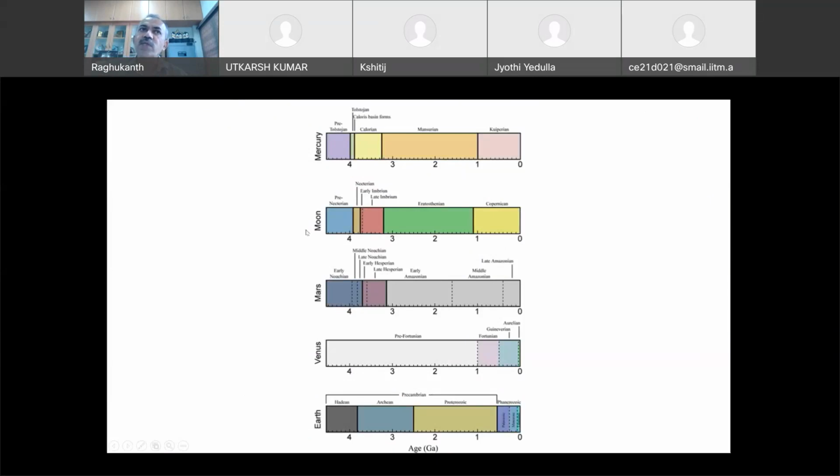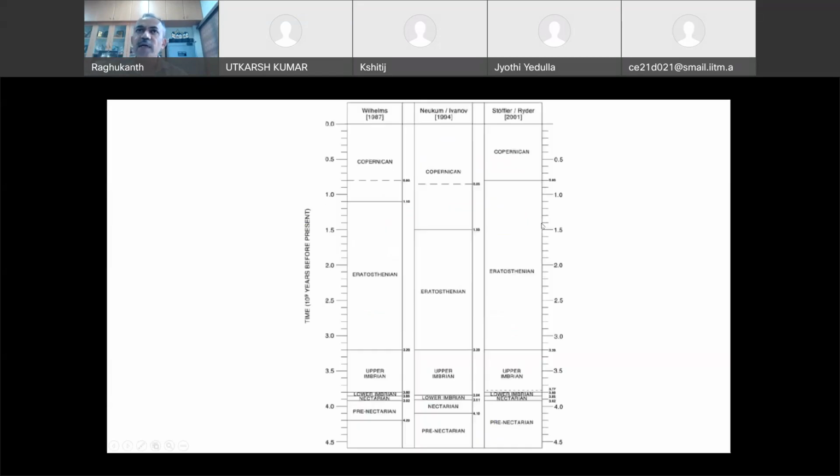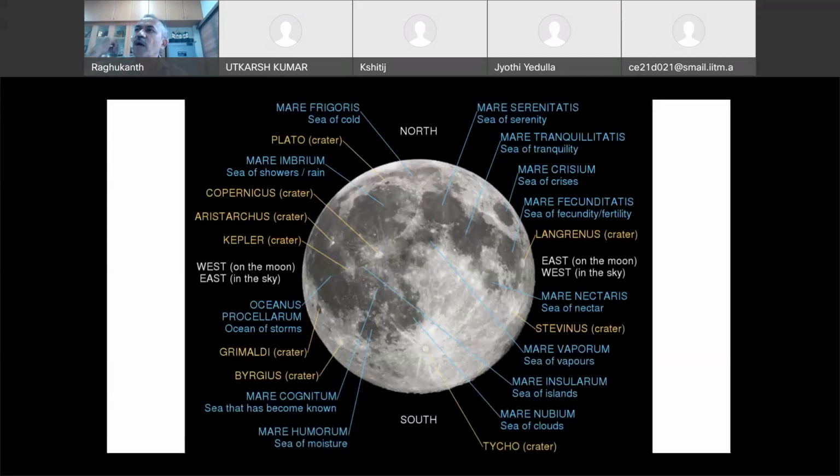For the Moon, they have divided it into pre-Nectarian, Nectarian, Imbrium, Eratosthenian, and Copernican. All these divisions come from impact cratering only. What people have done is find all the impact craters on the Moon and then do the carbon dating.